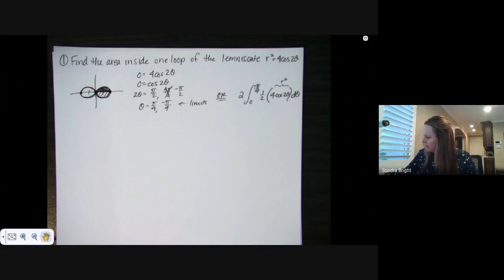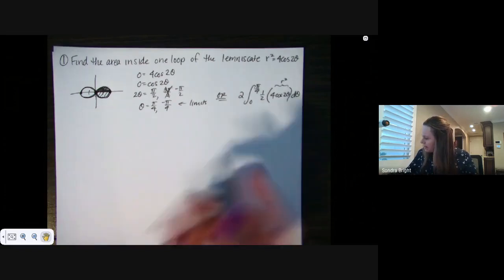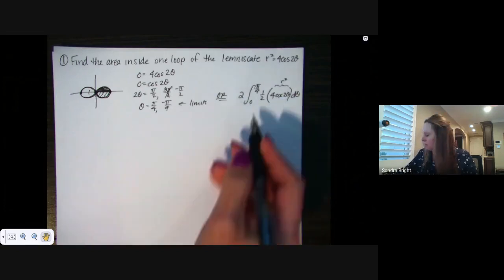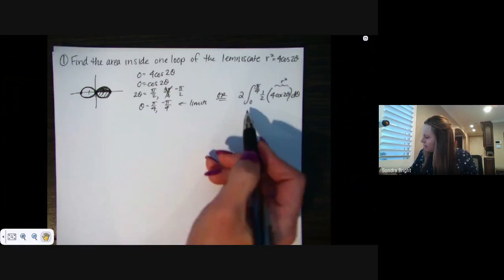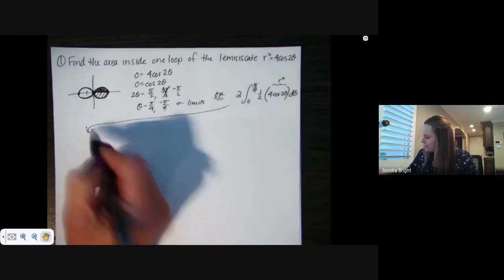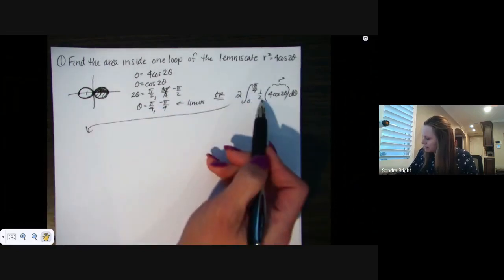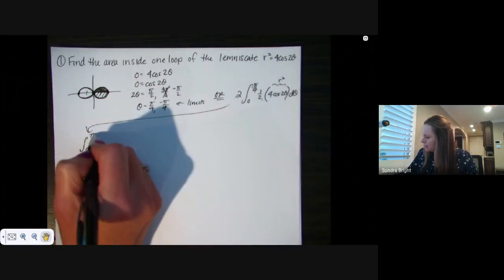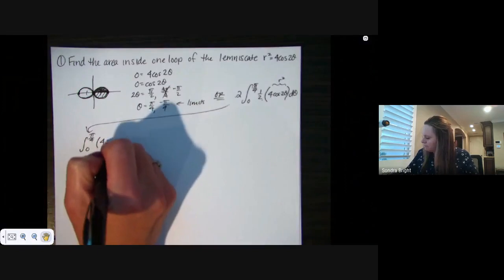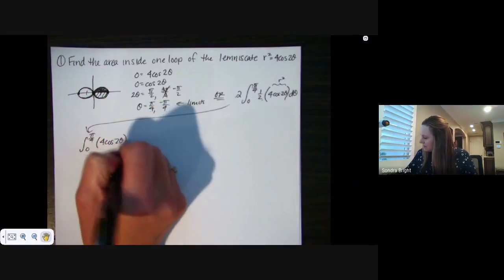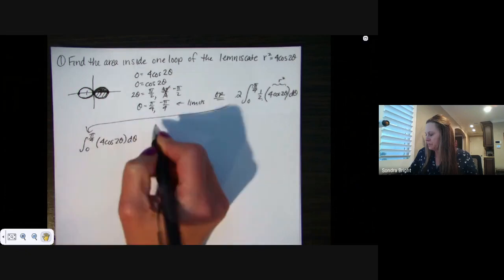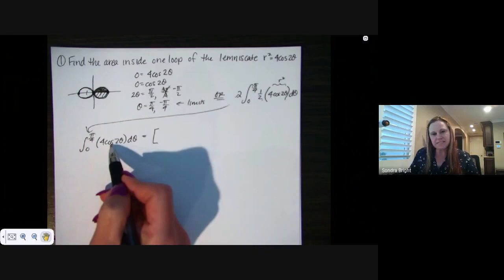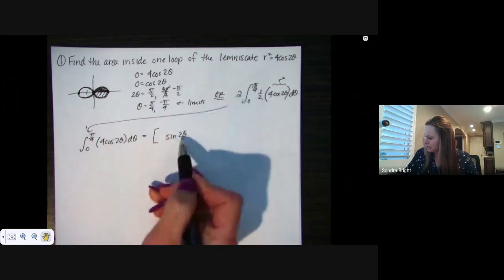All right, so then what does it become? The 2 and the 2 will cancel out, so that you've got the integral from 0 to pi over 4 of 4 cosine of 2 theta, d theta. And finding the antiderivative of that would be sine of 2 theta. Chain rule would have said times 2, so I need to divide by 2. So 4 divided by 2 will leave me with a 2.